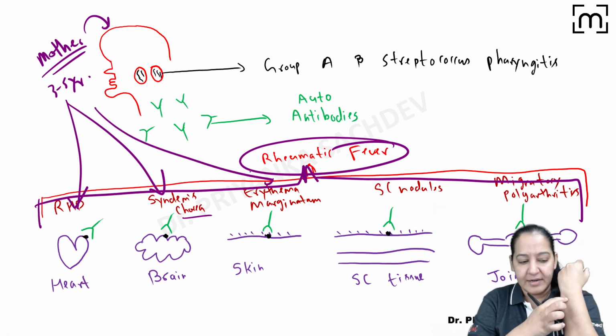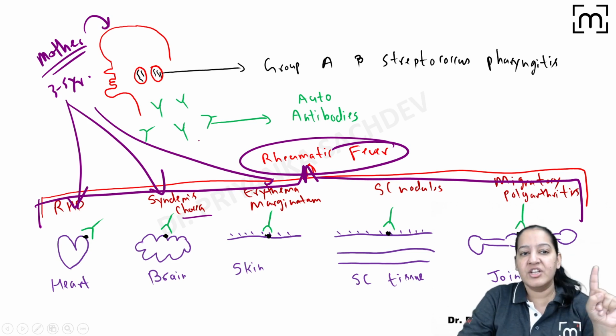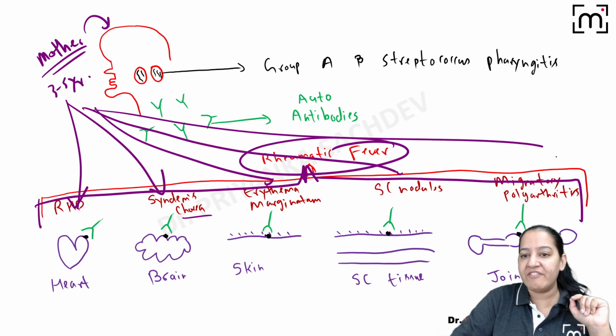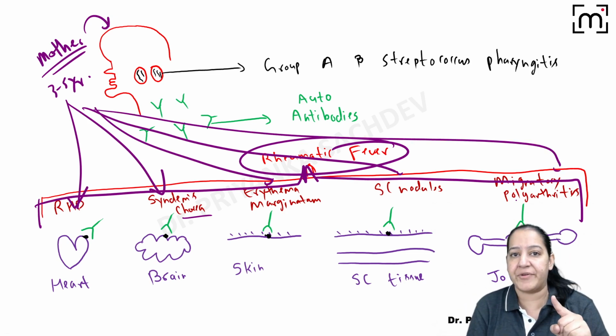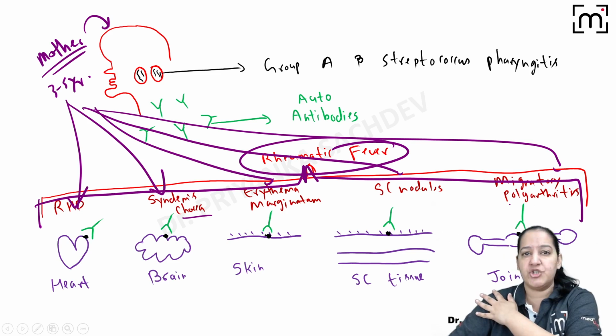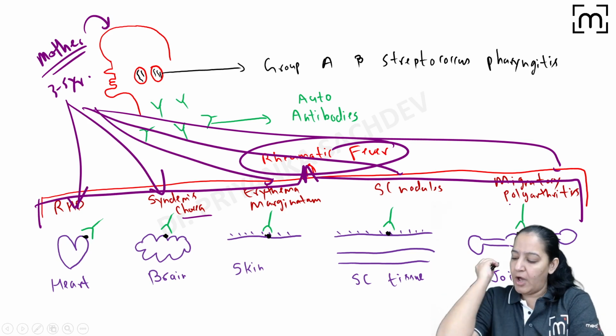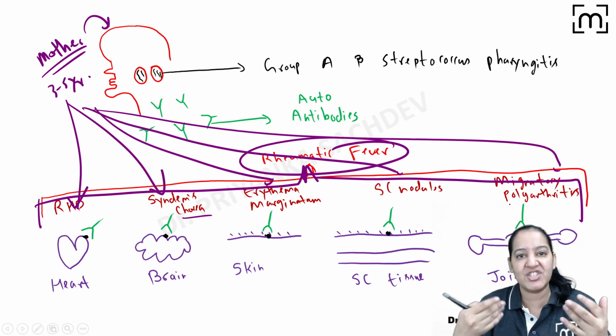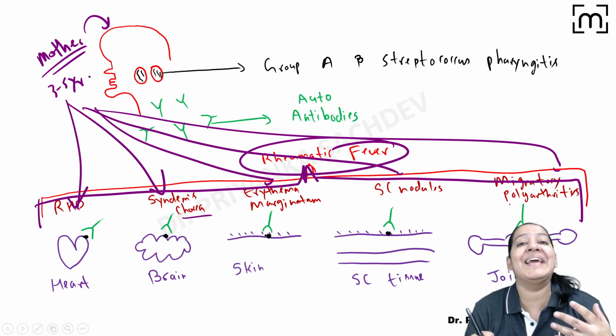The child is having red color spots, the rash on the skin. The child is having multiple nodules in the subcutaneous tissue, or the child is having pain in the joints, and it is migratory. Sometimes the child will say that I'm having pain in the shoulder, then the shoulder is okay. Now I'm having pain in the wrist, I'm having pain in the elbow. The child is frequently changing the location of the pain in the joint.